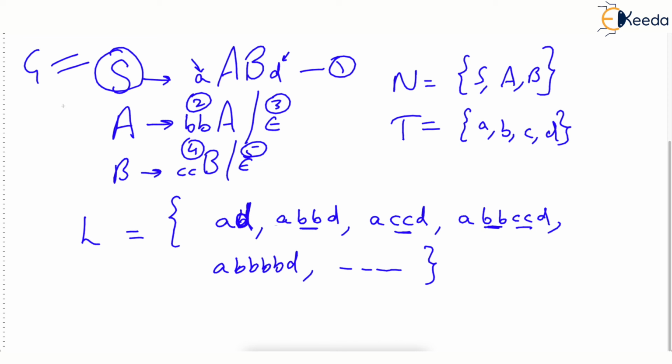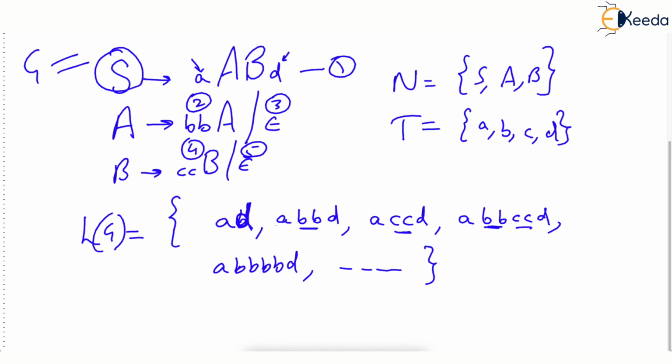So if you call this grammar G, you write L(G). That means the language generated by the grammar is these strings. By the way, all such languages come in a set. We say these are the set of languages which are generated by context-free grammars. We call them context-free languages.